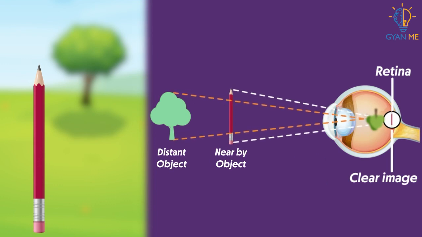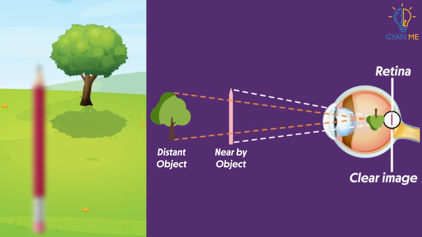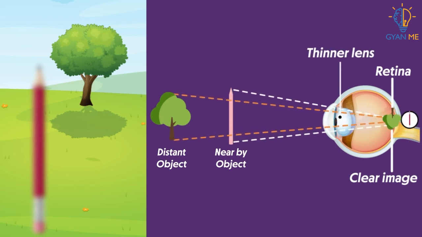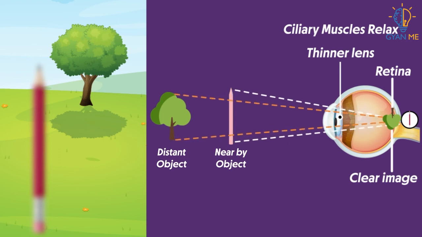Now reverse to this, when the focus was on the tree, which is far away, the lens was thinner as ciliary muscles were relaxed. Thus the focal length was larger. Now at this focal length, the image of the nearby pencil would be formed behind the retina and hence it would blur out this time. So we can say that at any point, we can look at one of the objects such that its clear and sharp image is formed.